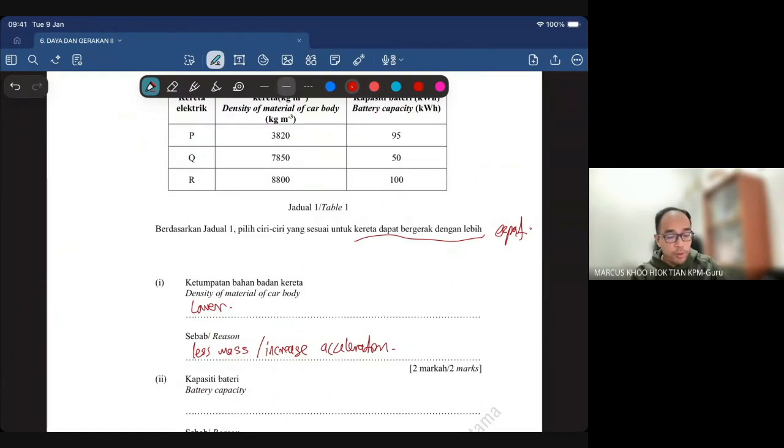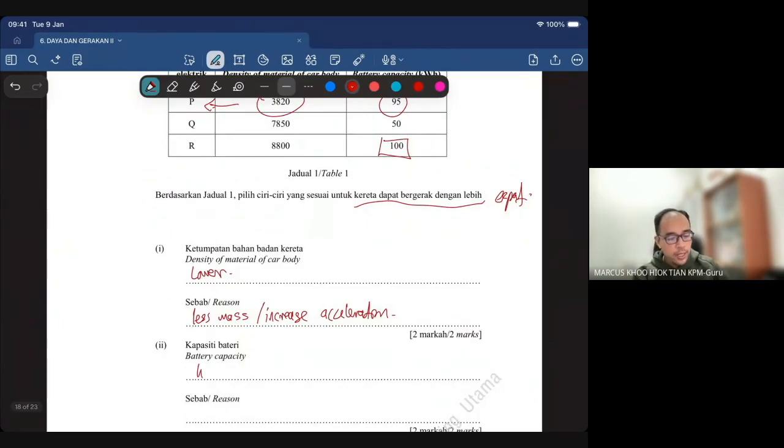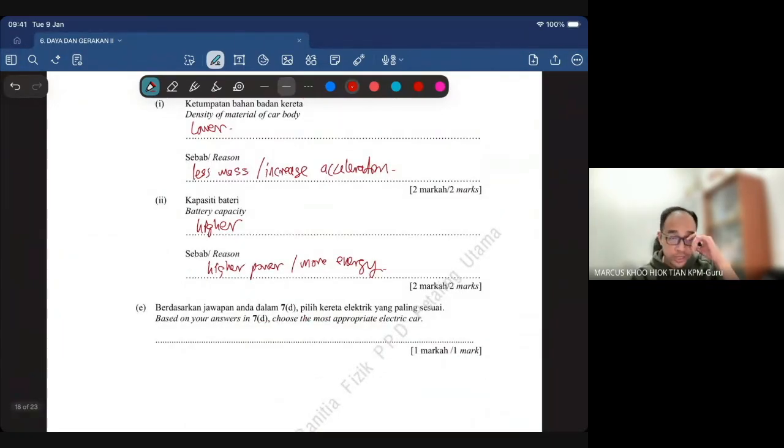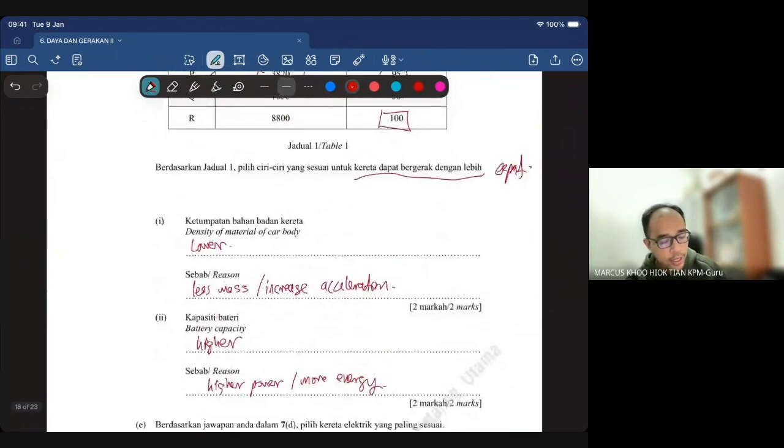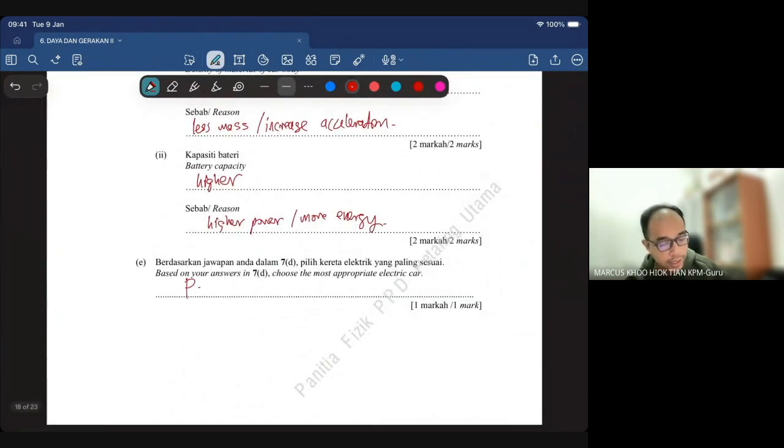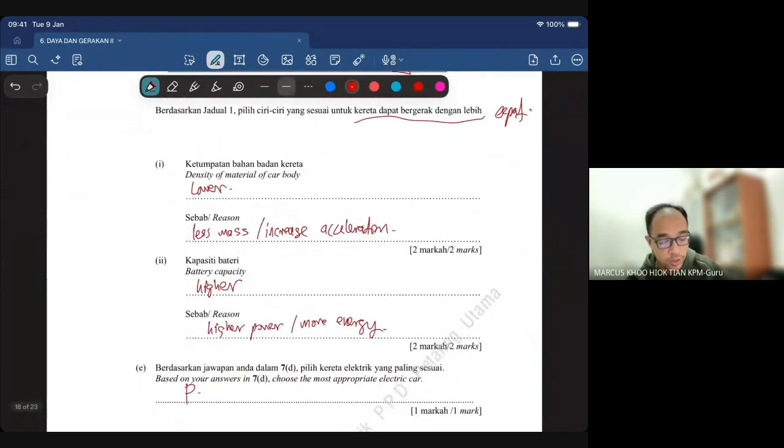At this stage, we are probably going to go with P because P has the lowest density. You want a battery capacity that is high. I know 100 is higher, but it's not that far from 95. A higher battery capacity is good because it means you have higher power or more energy, to play your radio, to turn on the electronic systems in your car or whatever. So the electric car that you want is electric car P, for all these reasons.